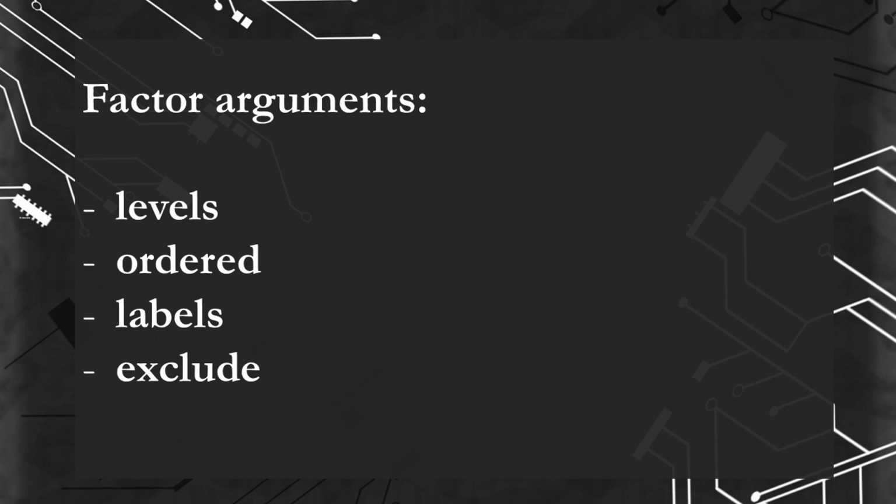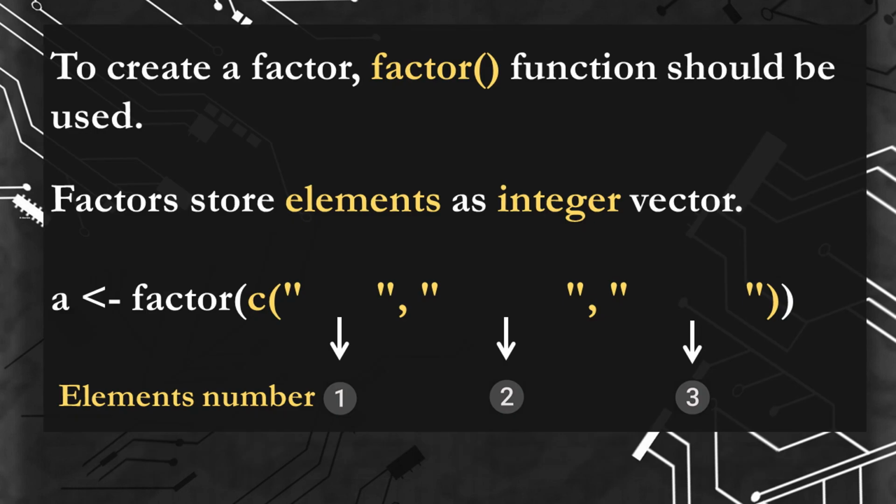We will discuss each one of them in the next few videos. To create a factor, we need to use the factor function. Factors store elements as integer vectors, so it assigns an element number to each element inside the factor function. For example, here we have element number 1, element number 2, and element number 3.